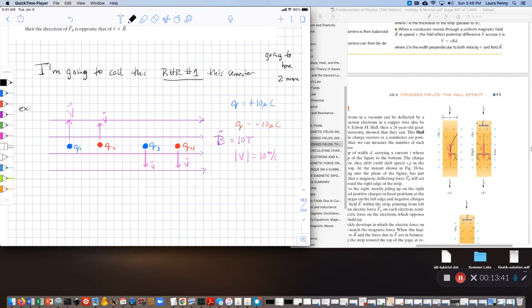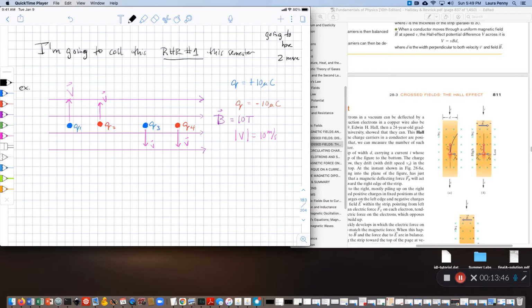So I want to just do a couple of examples here where we just sort of say, okay, here's a charged particle and here's a V and here's a magnetic field. What's the force? What's the direction? What's the magnitude? So I've got 4 charges here, Q1, Q2, Q3, Q4. The blue ones have a positive charge. The red ones have a negative charge. They're all existing in a region with a 10 Tesla magnetic field, and they all have a magnitude of their velocity of 10 meters per second.